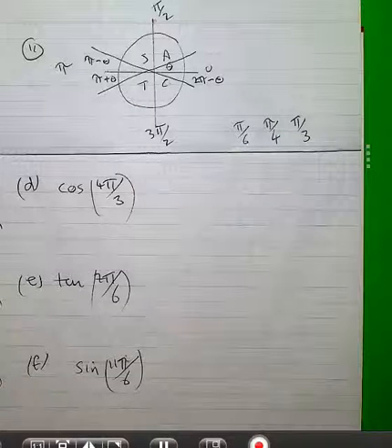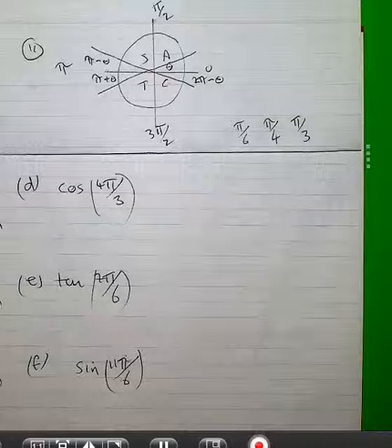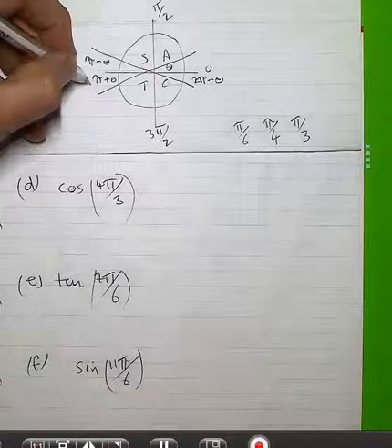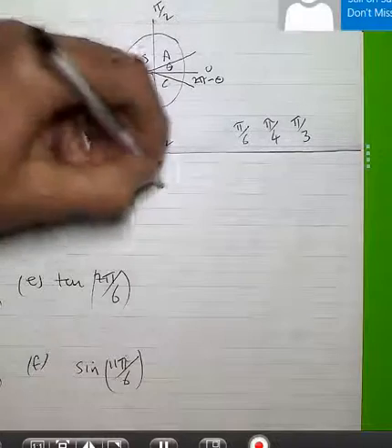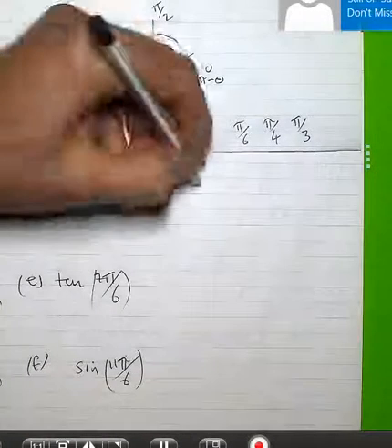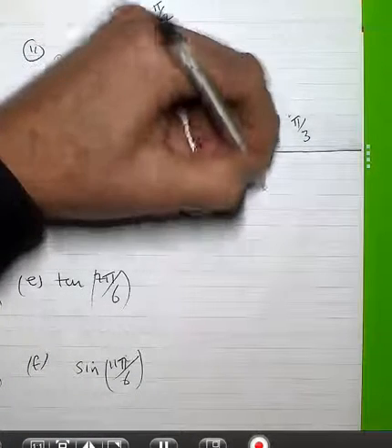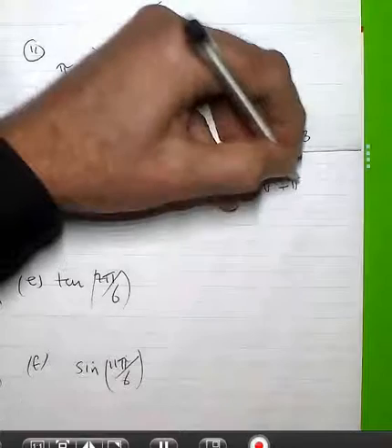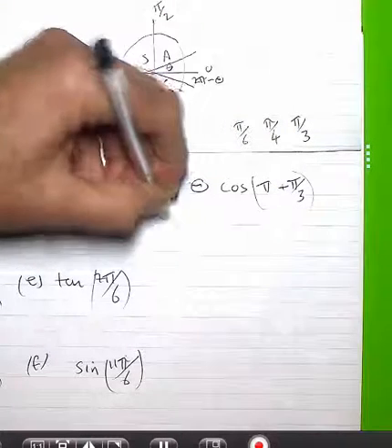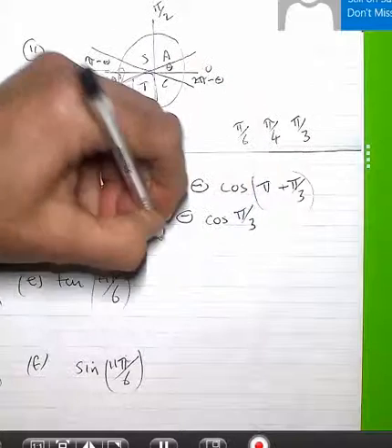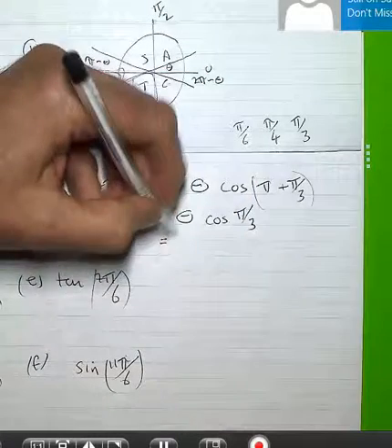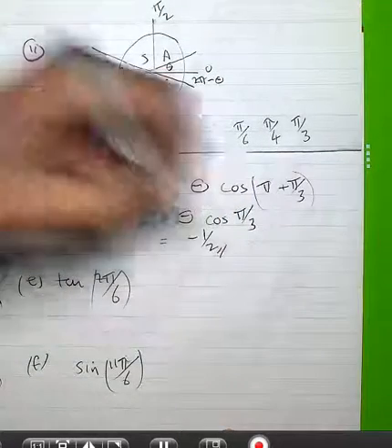Moving on, if we look at this next question D, we actually fit into the pi plus theta territory. Only tan is positive, so it's going to equal negative cos of pi plus pi on 3, which is negative cos pi on 3, which will end up giving us negative a half.